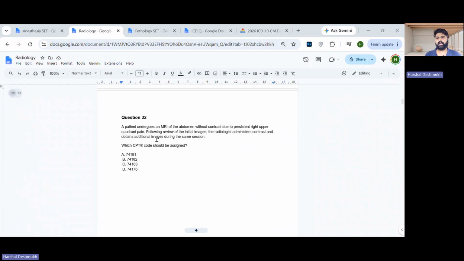Patient undergoes an MRI of the abdomen without contrast due to persistent right upper quadrant pain. Following review of the initial images, the radiologist administers contrast and obtains additional images during the session. Get the best possible CPT code here.